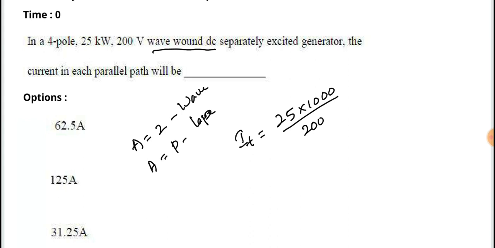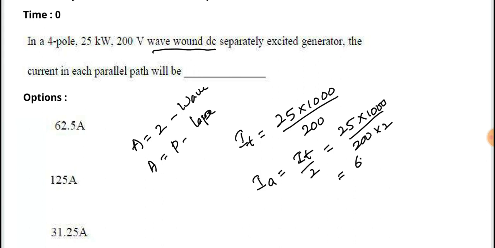Now how many parallel paths are there? So Ia is nothing but the total current divided by 2. That means 25 into 1000 divided by 200 into 2. If you solve this, we will get 62.5 amperes. So the answer will be A here.